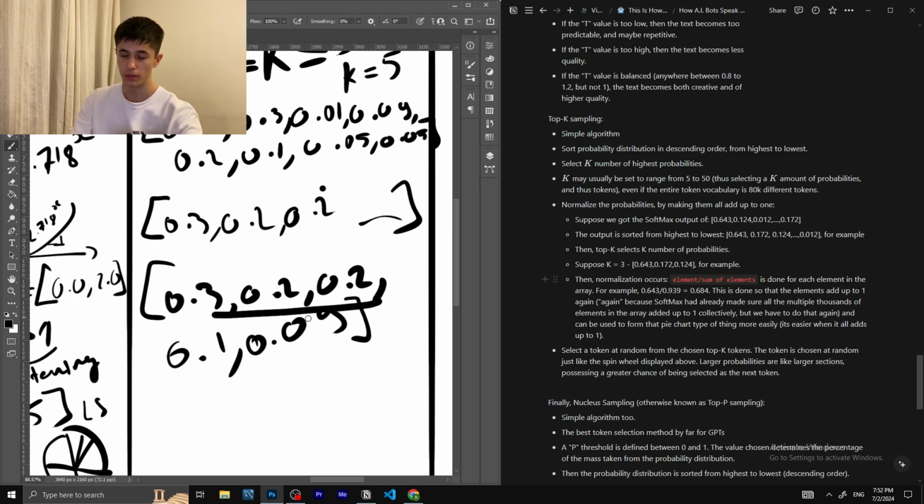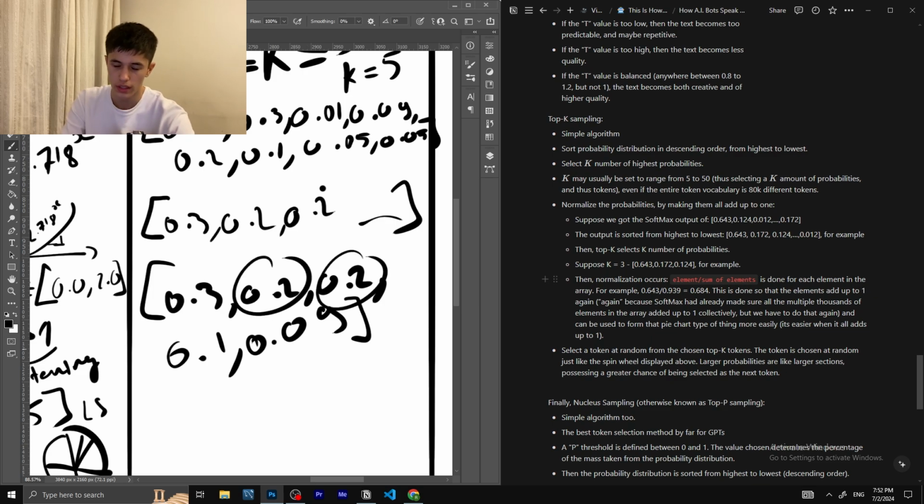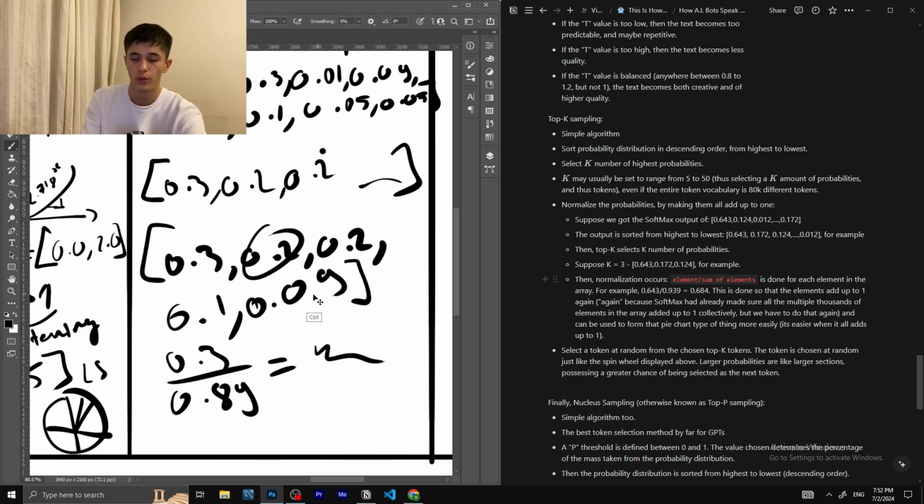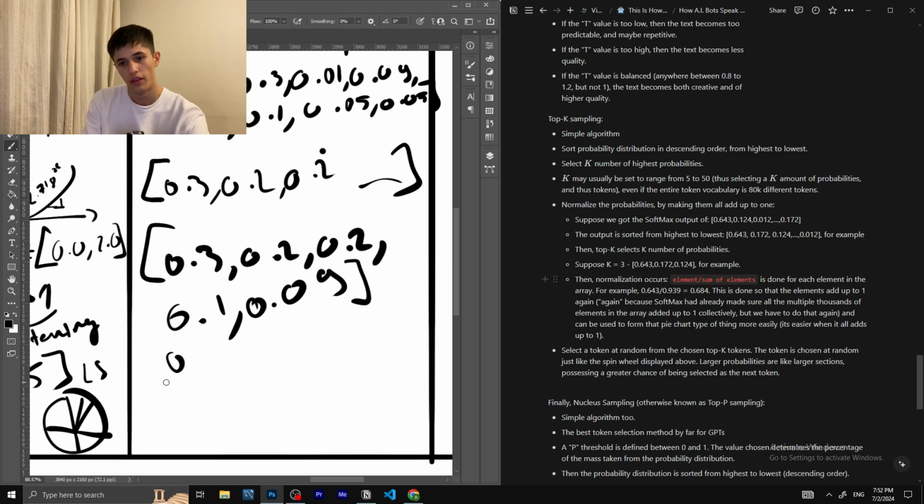Because this all doesn't add up to 1. What we do is take the sum of this. So for each element, in order to normalize it, which is the term for making the sum of all of this add up to 1, we do the following. Element divided by the sum of elements. So you take the element 0.3 divided by the sum, which is 0.89, and you get the result, and then you do that for each one, and now you have a new normalized thing, the values of which actually add up to 1.